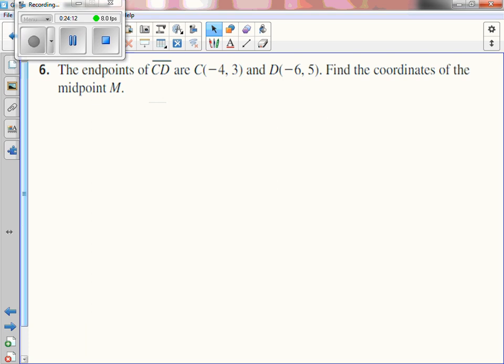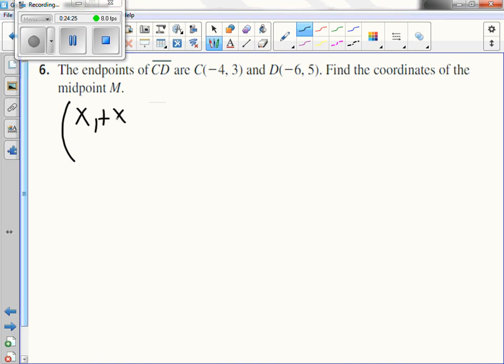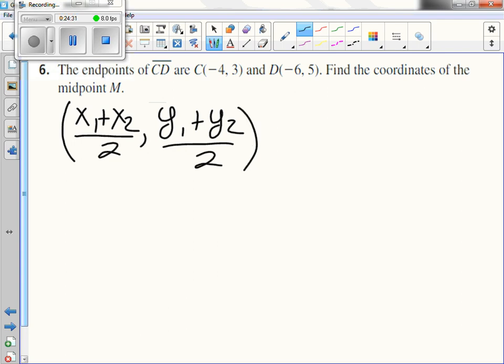I want to do one more here. At this point here, if you want to pause and try this on your own, go for it. Pause it, work this out, then hit play and see if your answers match up. Now what we're going to do is we're still going to use the formula, x1 plus x2 over 2, comma, y1 plus y2 over 2 to get our midpoint.